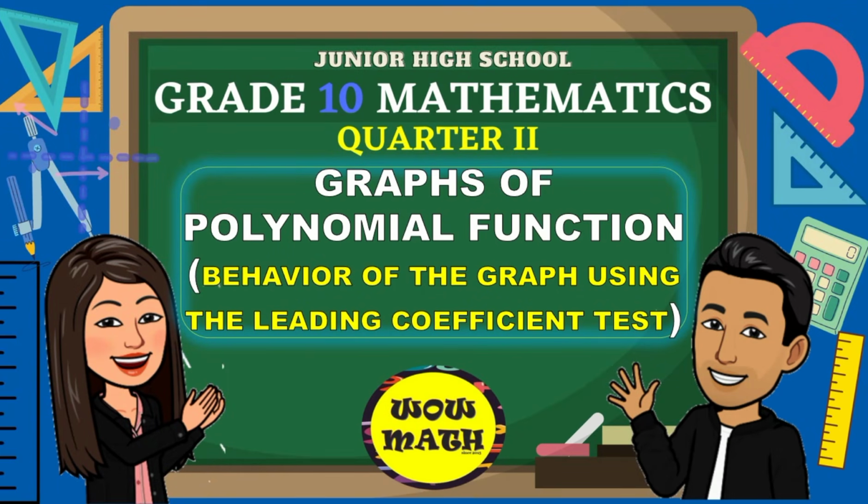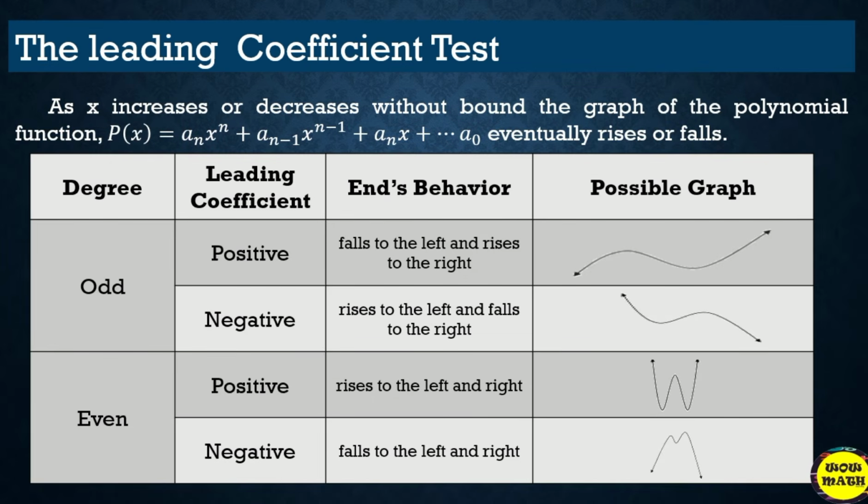Good day everyone. So in this video lesson, we'll discuss graphs of polynomial functions, especially the behavior of the graph using the leading coefficient test. So the leading coefficient test: as x increases or decreases without bound, the graph of polynomial function p of x, a sub n x raised to n plus a sub n minus 1 x raised to n minus 1 plus a sub n x plus a sub 0, eventually rises or falls.